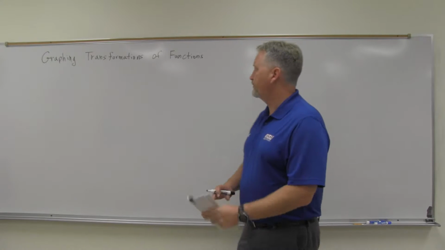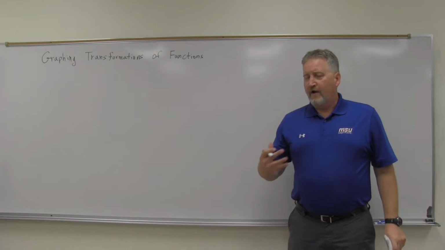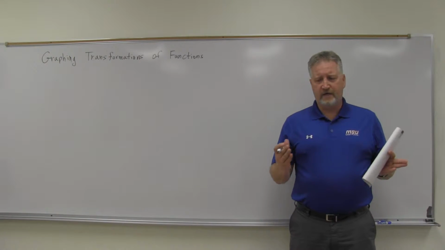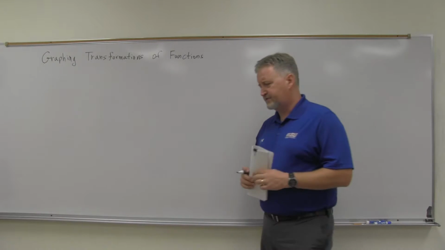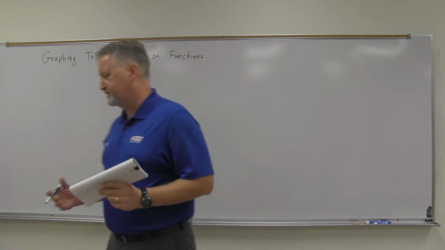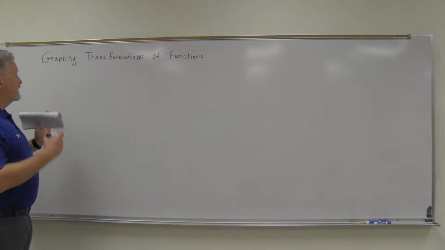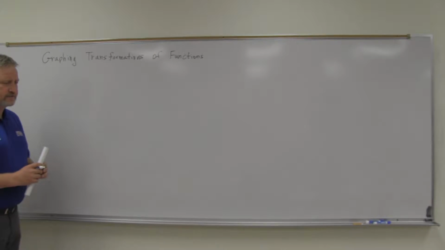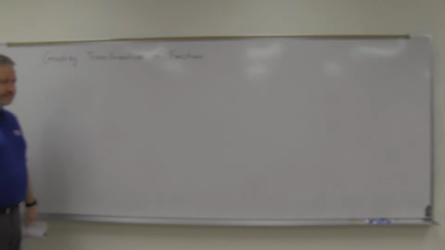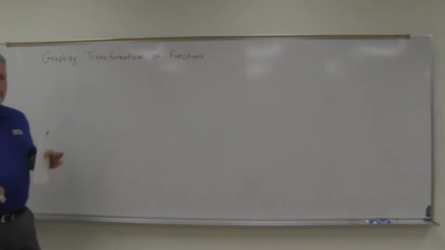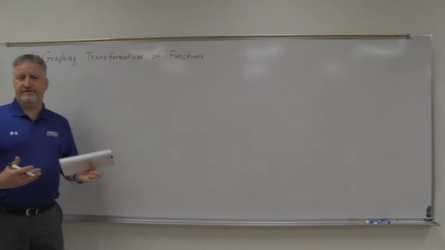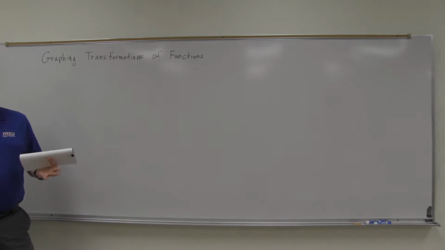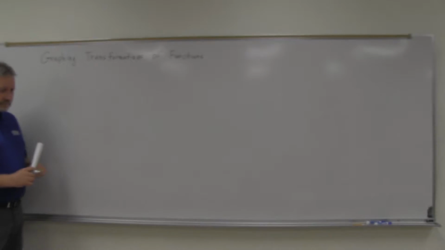What happens to the graph of a function if we do certain things to the equation of the function? That's what we want to explore. We're going to call them transformations of functions. And we're going to use the functions that we talked about last time, those common functions, the squaring function, the absolute value function, when we're doing these transformations.